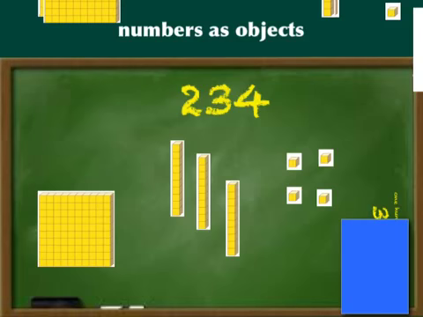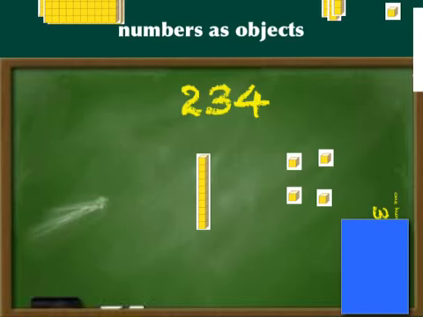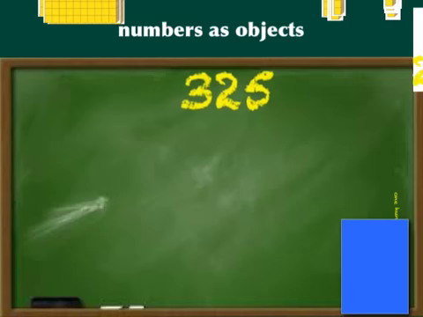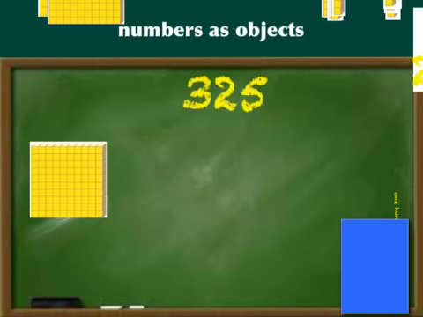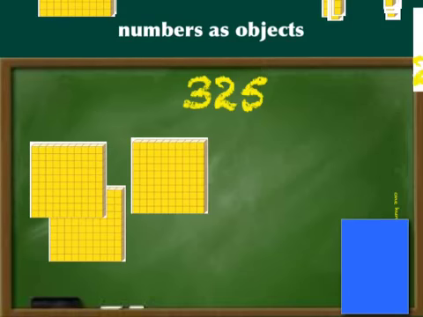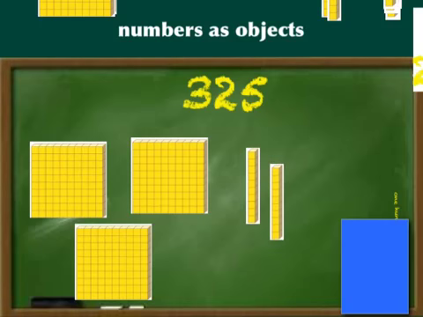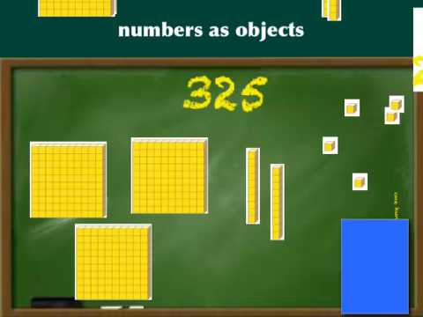Okay, let's try another one. Put those back. And the next number I'm going to pull out is this one. Can you imagine what I'm going to be pulling out? Alright, let's have a look. 1, 2, 3 hundreds. Looking at my tens column, I can see I've got 2 tens, which is 20, 2 lots of 10. And 1, 2, 3, 4, 5 ones. 325.